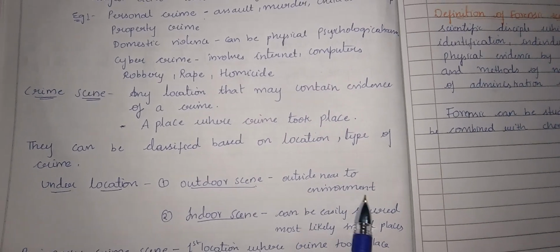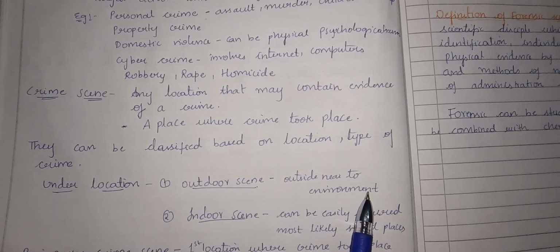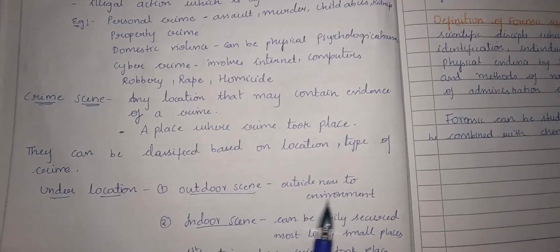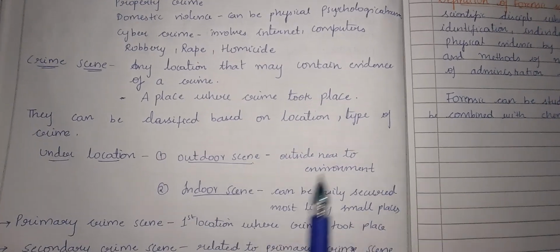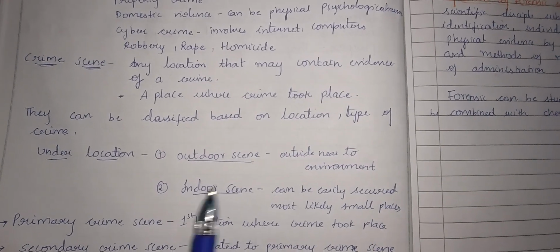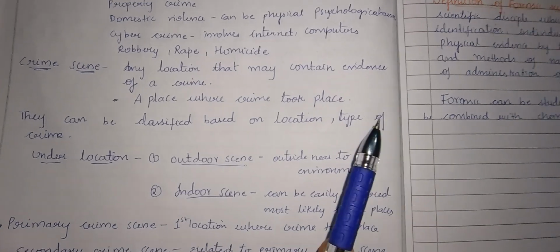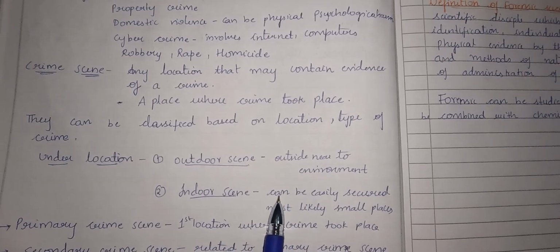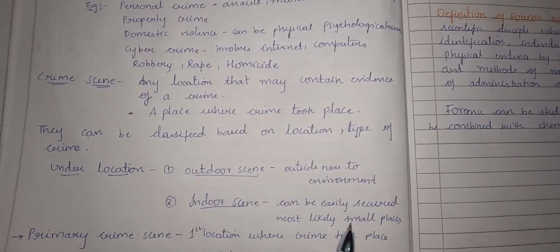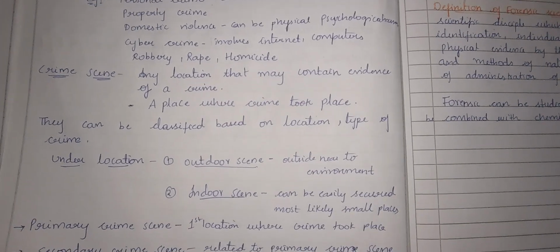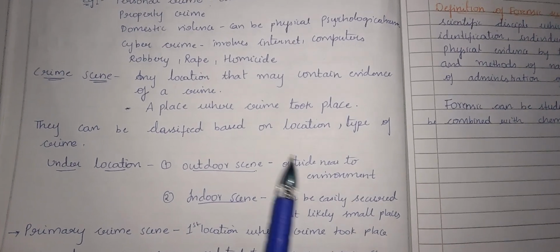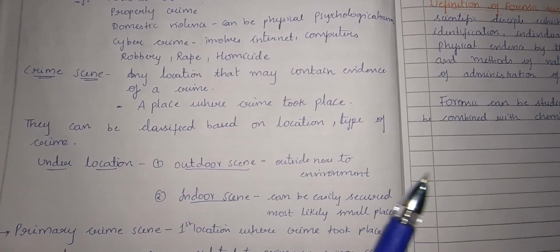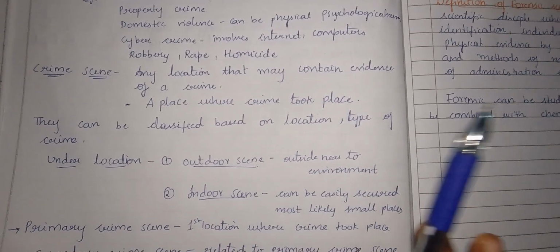We can give examples like forest areas or roadside areas, which can be contaminated with the environment so easily. And indoor crime scenes, as the name itself says, are indoors, in closed places. We can take the example of homes. These can be easily secured, mostly because they are small places. We can secure the crime scene very well, whereas an outdoor crime scene we can't secure properly, right? Because it can be in a vast environment, vast places.